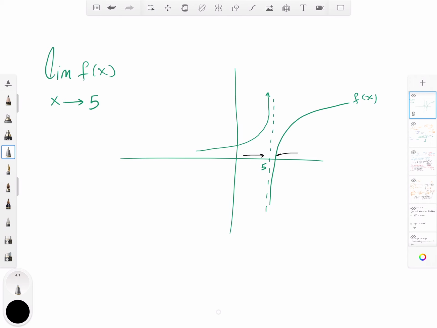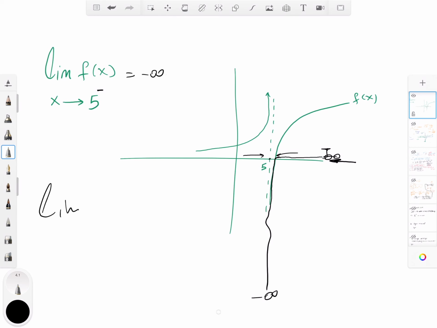If I ask you to go to minus, that means you're going to go this way. For example, you're going to be on a scooter and you're going this way. When you're hitting the graph, you want to go to 5, but the graph will take you to negative infinity. So the answer is negative infinity.